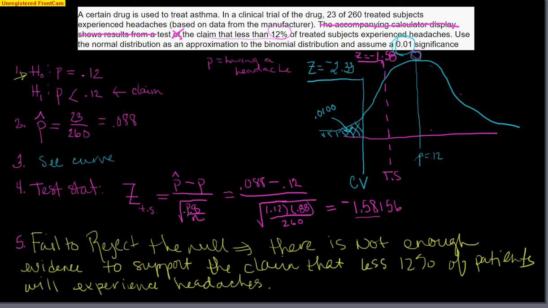Okay, and that is how you do a problem from homework number 18 and do a test a claim. It's very cool. We have tested that claim. We've failed to reject that null. We as statisticians could go back to the drug company and say you cannot make that claim. There's not enough evidence to support it. Okay, so now you can go ahead and try some problems in chapter 8, homework number 18. Good luck.